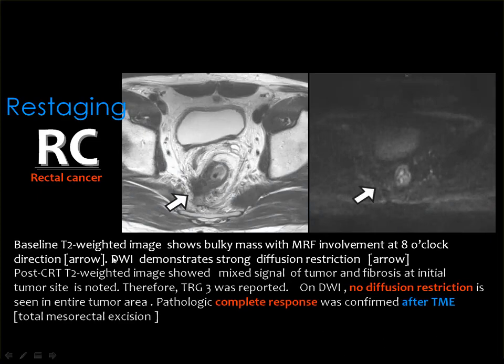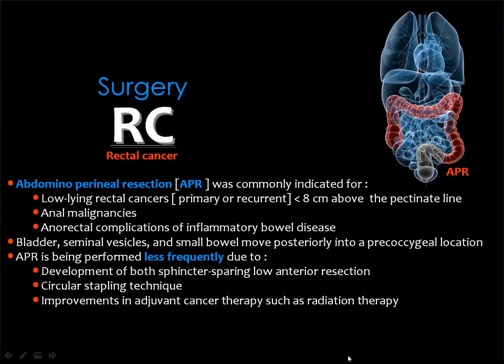After therapy, you got regression of the tumor and no diffusion restriction, which means that the remaining tissue here represents fibrosis rather than residual tumor. Then what are the surgical procedures that are available for management of rectal cancer?